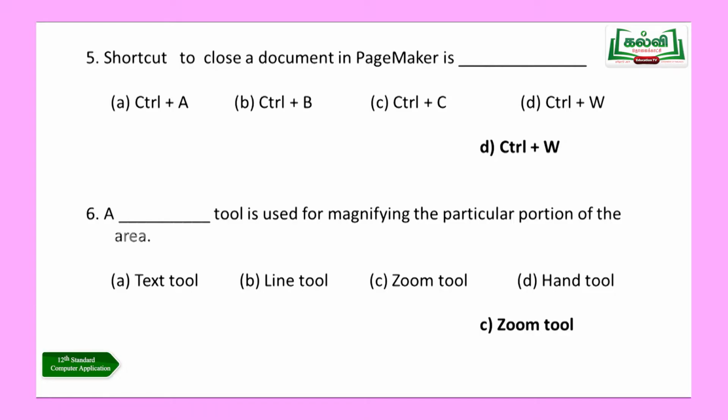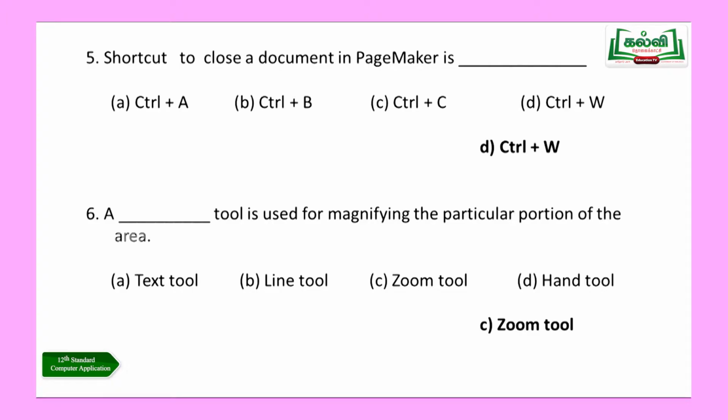Next we will go on to the fifth question. The shortcut to close a document in PageMaker is Control W. Usually we used to use Control S or Control Save As like that, but here we use the command Control plus W as a shortcut to close the document. Now we move on to the next question.